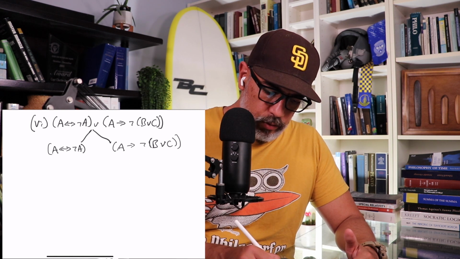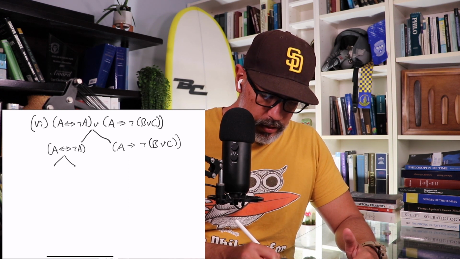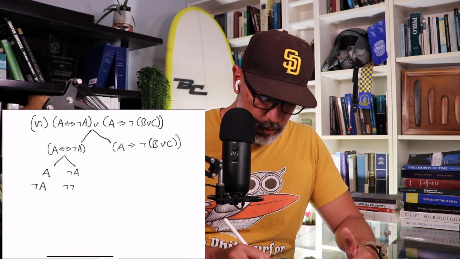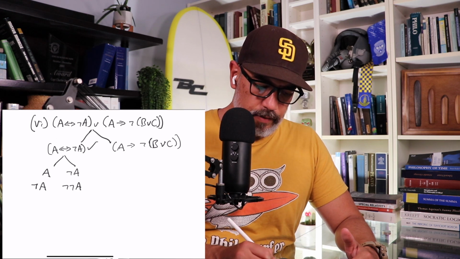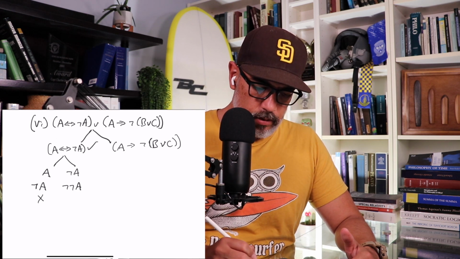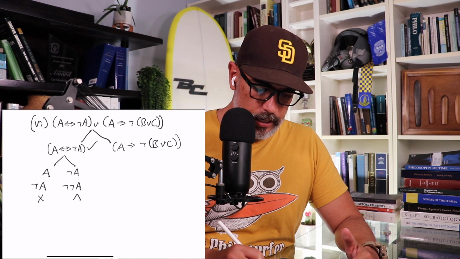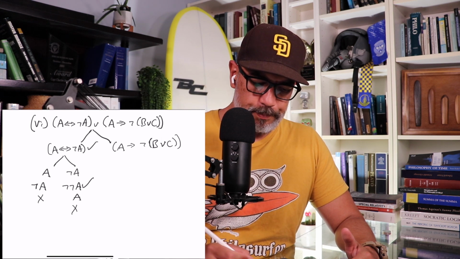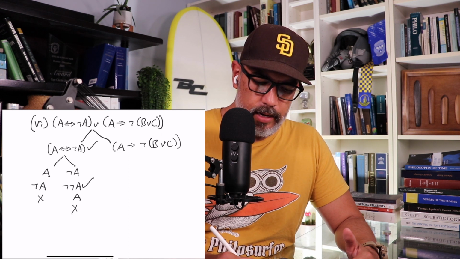So A if and only if not A. Let's do that first. On the left, you affirm them both. On the right, you negate them both. Check. You have an A and a not A. Let's close that out. And then that double negation of the A. Then you have a not A and an A. Closed out.